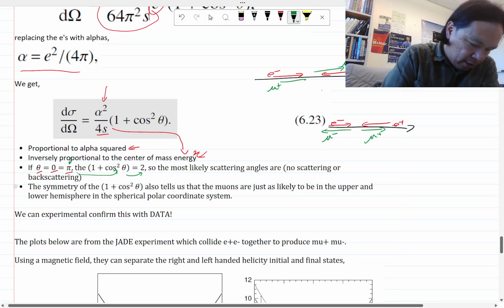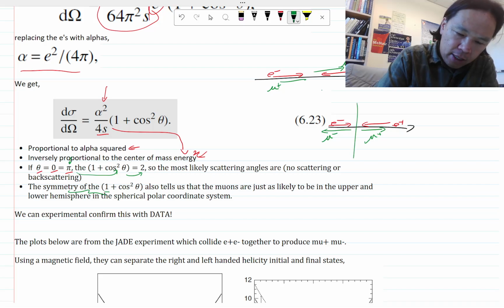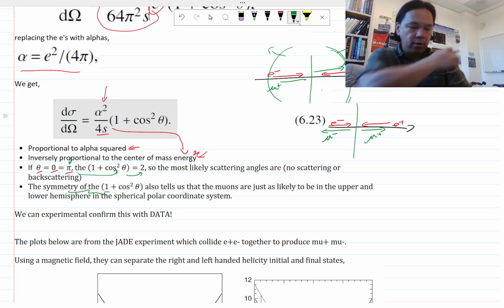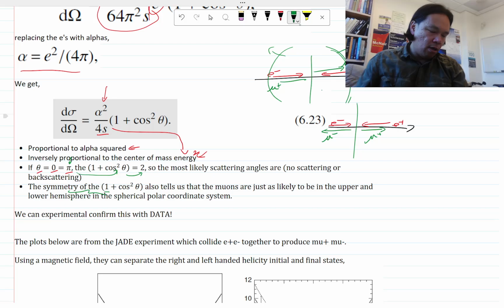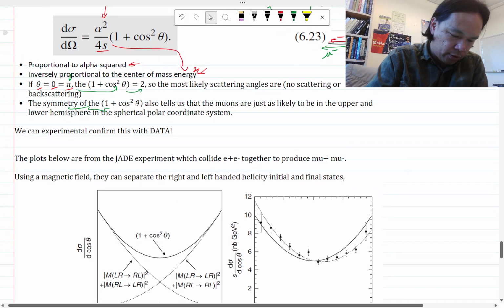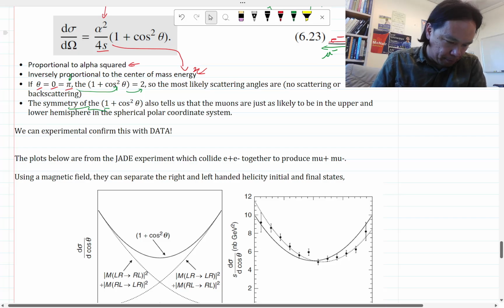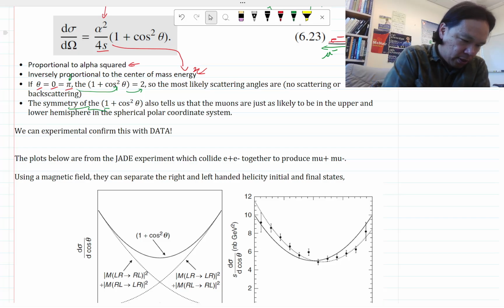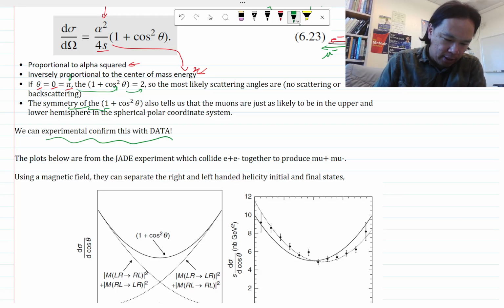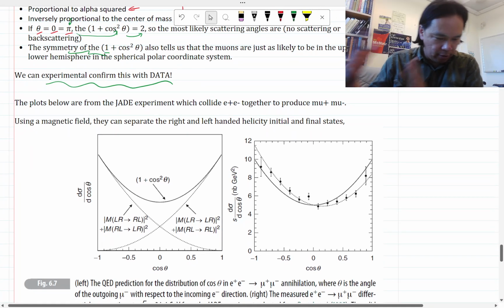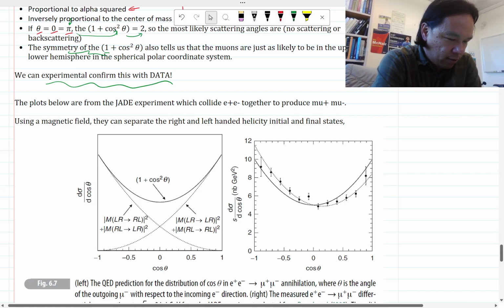In fact, the symmetry of 1 plus cosine squared theta means that, let's use this one, the particle is equally likely to come out this way as in the backward direction. So this is an interesting symmetry of quantum electrodynamics where we only have a photon involved. In fact, we can experimentally confirm this with data. I'm an experimentalist, so data is the thing I actually want to look for.